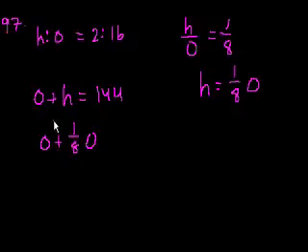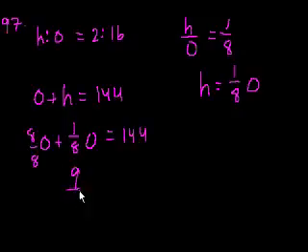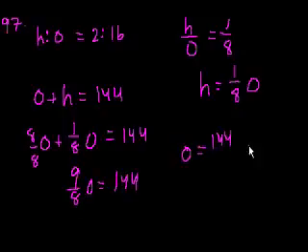So if hydrogen is equal to 1/8 oxygen, you have oxygen plus 1/8 oxygen. Let me make sure that's right. Yeah, hydrogen to oxygen. Yep. That is equal to 144. If you view 1 oxygen as 8/8, you get 9/8 oxygen is equal to 144. So oxygen is equal to 144 times 8/9.